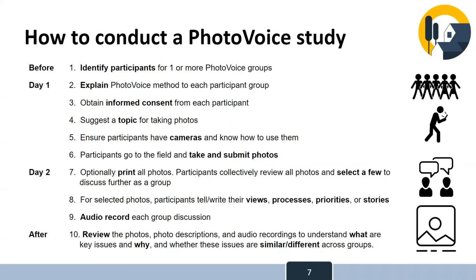On day 1, you're going to explain to the participants in that group what is photo voice. You're going to obtain their informed consent. You're going to suggest a topic for taking photos. And you're going to ensure that participants have cameras and know how to use them. These can be cameras that you provide, like disposable cameras, or these just might be personal smartphones. Participants will go to the field and take and then submit their photographs.